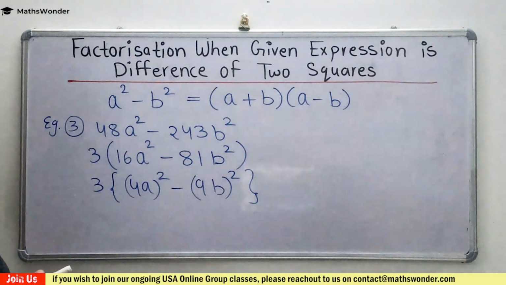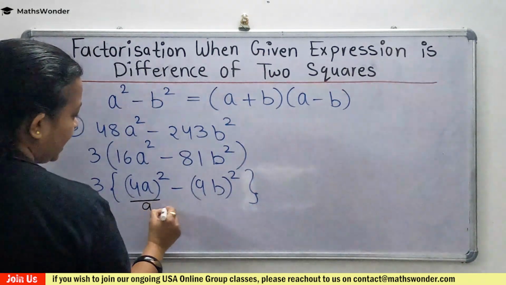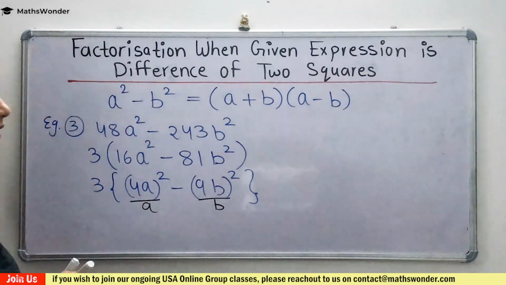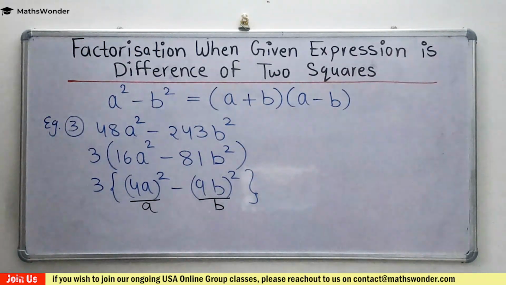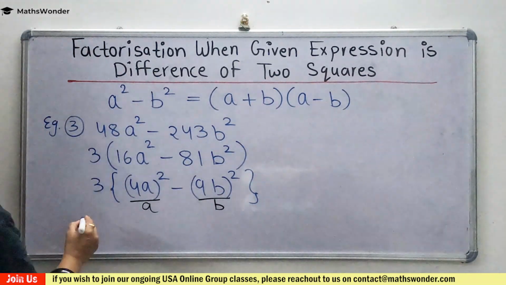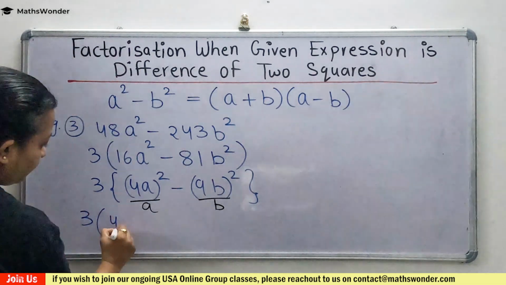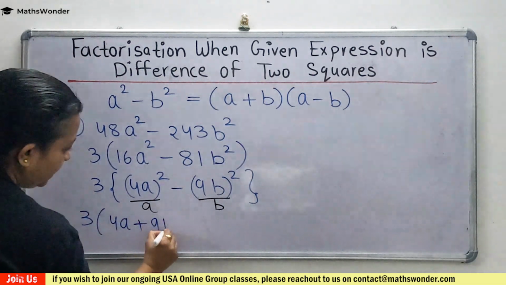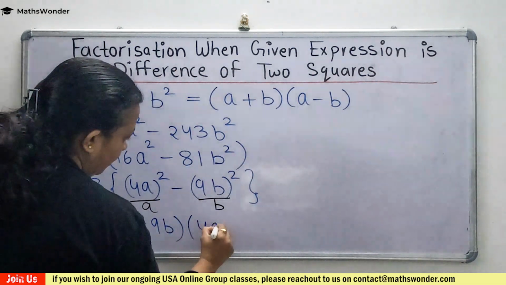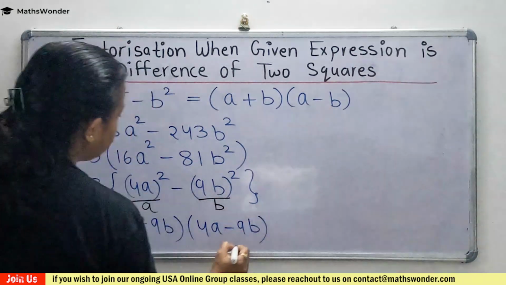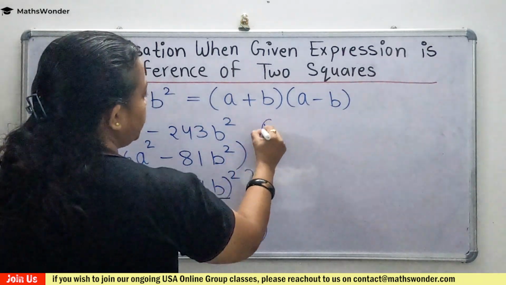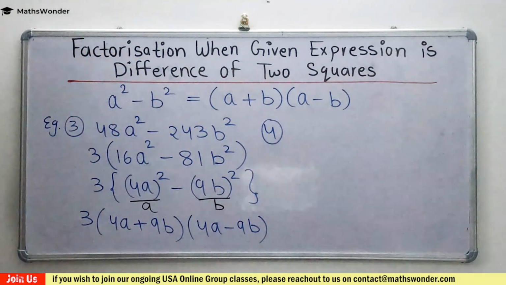Now you can see this will act as A and this will act as B. Now you can use your identity. So how will you write it? 3 times (4A plus 9B)(4A minus 9B). Any confusion, please let me know quickly, okay?